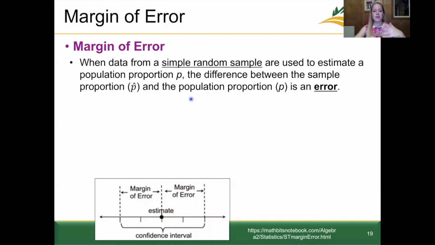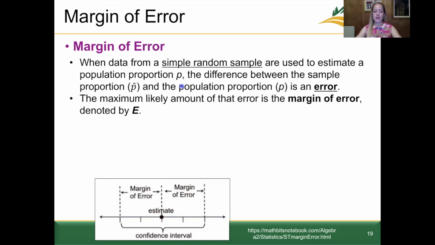When data from a simple random sample are used to estimate an entire population proportion, or lowercase p, the difference between the sample proportion, or p hat, and the population proportion, or lowercase p, is somewhat of an error. It's pretty rare that we take a sample, find the sample proportion, and it's directly equal to the population proportion. Usually it's not, and that's where we get this idea of margin of error.